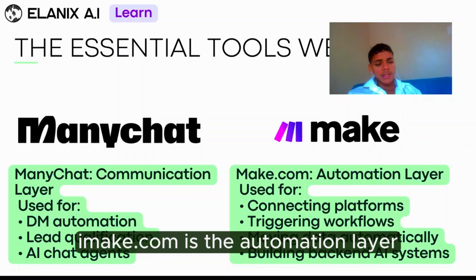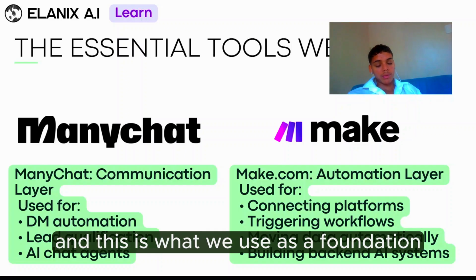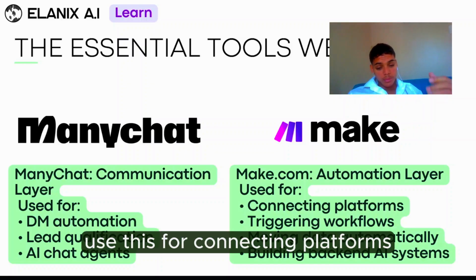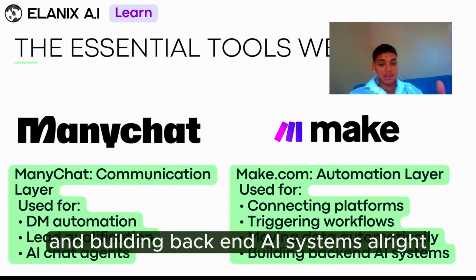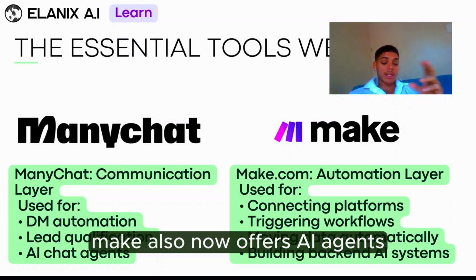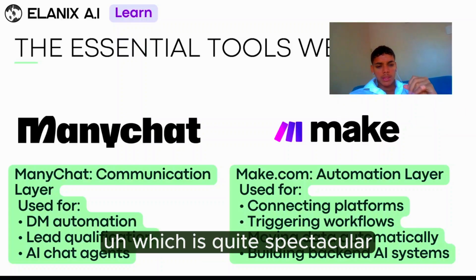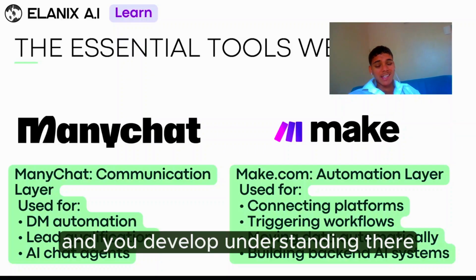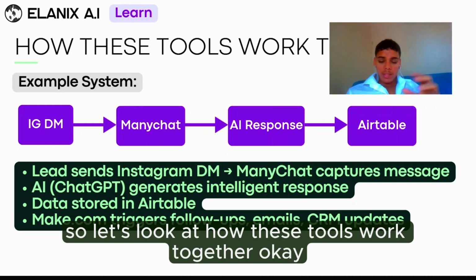Okay. And Make.com is the automation layer. It's an automation tool, and this is what we use as a foundation for every single automation we build. Use this for connecting platforms, triggering workflows, moving data automatically, and building back-end AI systems. Alright. Make also now offers AI agents. You can build your own agentic system, which is quite spectacular. Once you build these automations and you develop the understanding there, building an agent is just going to make things move much smoother. So let's look at how these tools work together, okay?